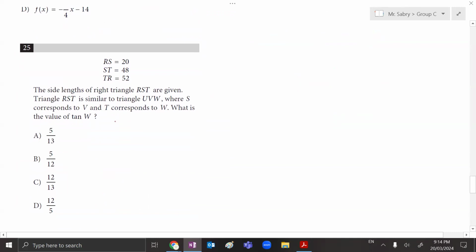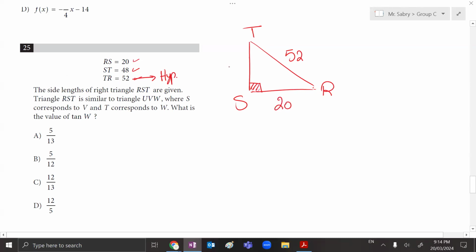25. RS is equal to 20. The side lengths of a right triangle RST. So there's this right triangle called RST. RS is 20, 48, and 52. The biggest side out of these three is definitely the hypotenuse. The hypotenuse is 52. So this is the 52, which means I could call this one T and this one R, which means S is definitely the one that has the 90 degrees, which then gives me that RS is 20. This is the one that's 20, and this is the one that's 48.